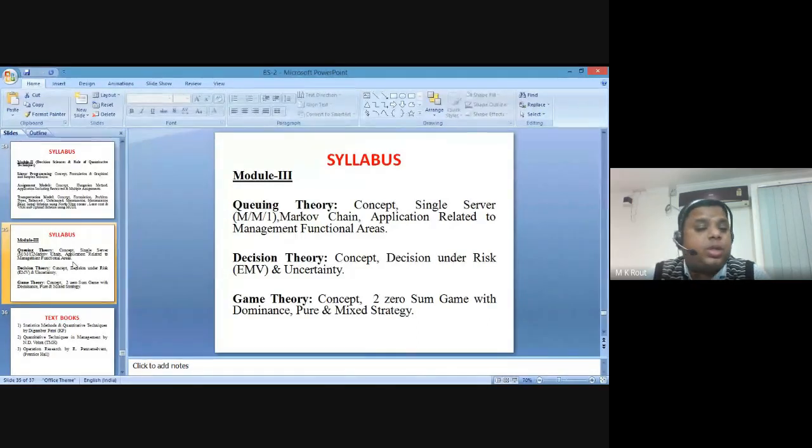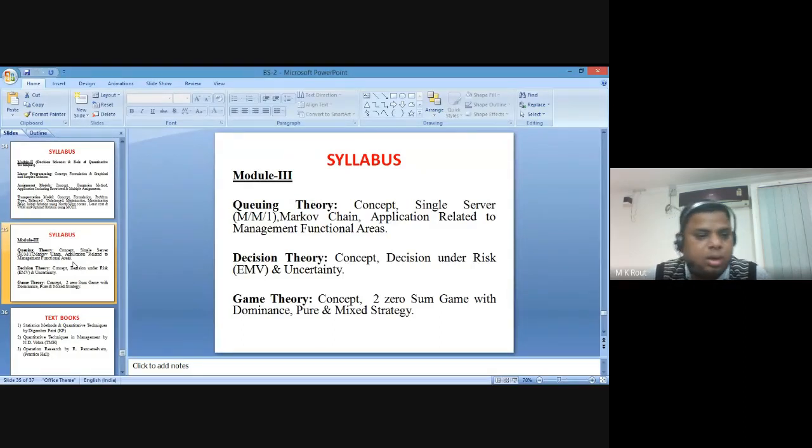And the last, but included in the list, is module number three, which includes queue theory, that is the concept. The next part is single server, that is one man, one machine server. Then Markov chain. Then applications related to management functional areas with respect to queue theory or waiting line. The next part is decision theory, the concept, decision under risks and uncertainties. The last one is game theory. Basically, we are not focusing on the prisoner's dilemma, but we have numericals of two-person zero-sum games with dominance, pure, and mixed strategy.